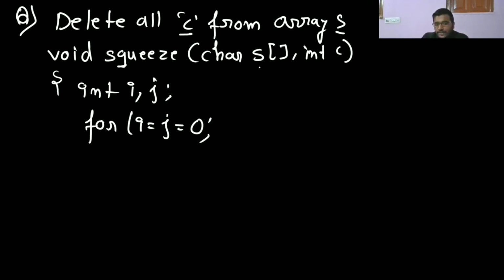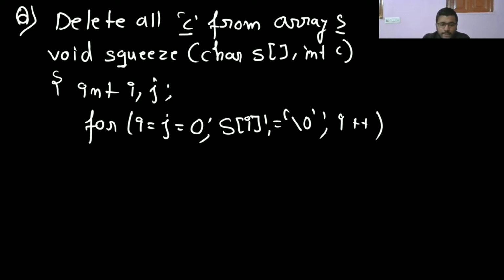This is an array of characters, so it will keep checking until it reaches null, since the last character is null. You are scanning one by one and then incrementing. I will teach you all this, for loop, while loop, in the next class. So you check if s of i is not equal to c, and if it is not equal to c, then what do you do?